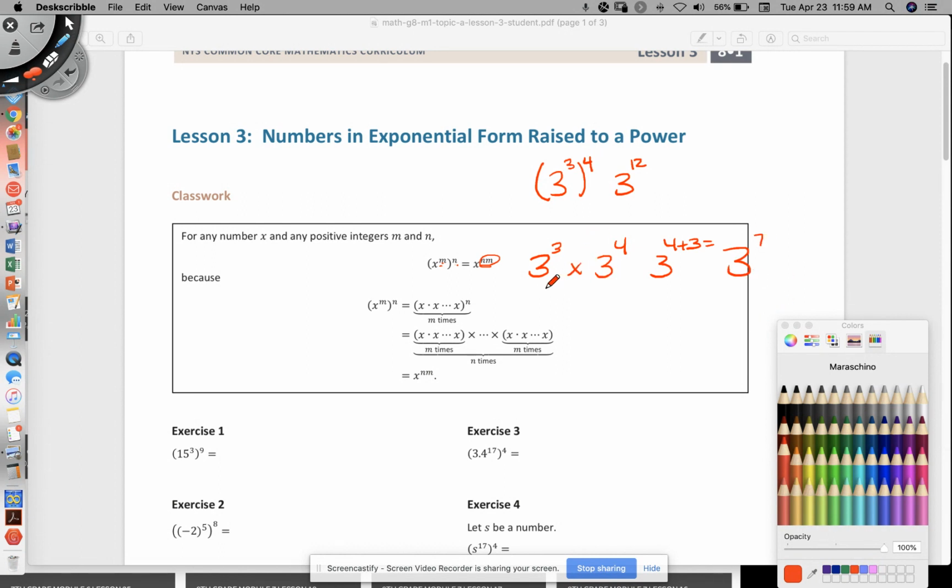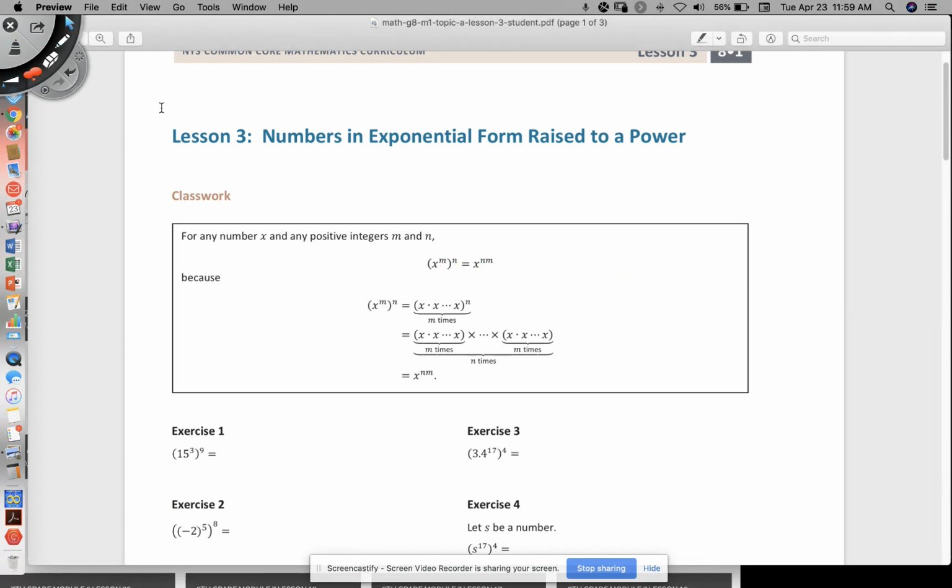So you have to notice the difference here. Separated, add them up. Together with a parenthesis between them, that's a multiplication. So let's go ahead and try some.